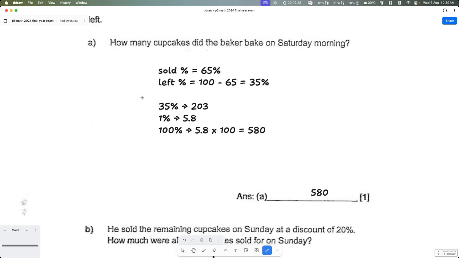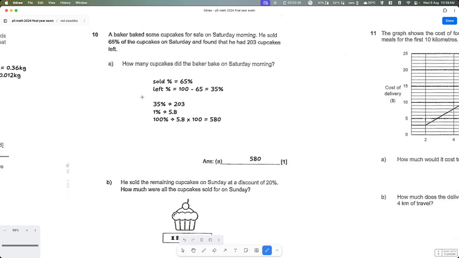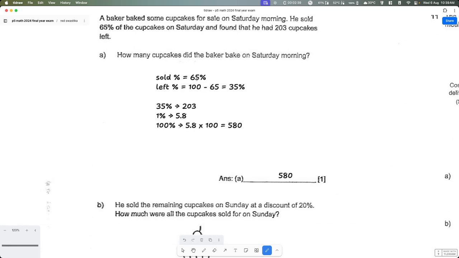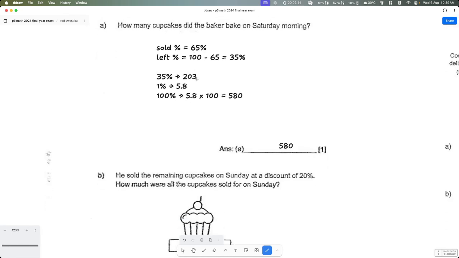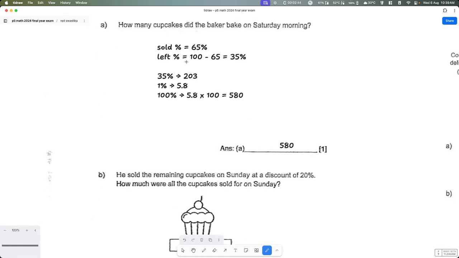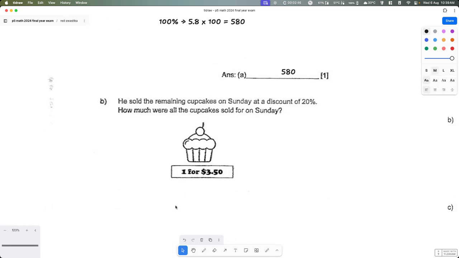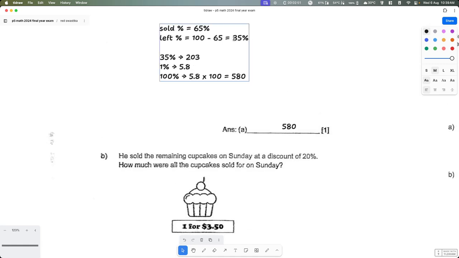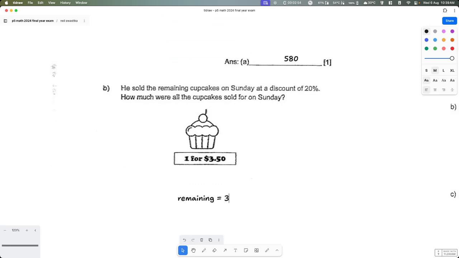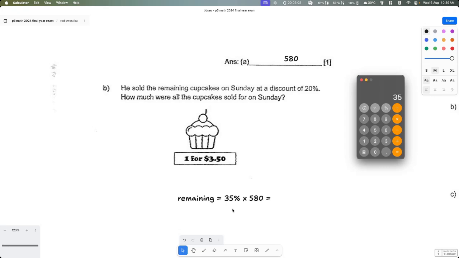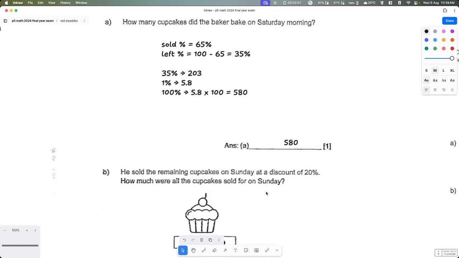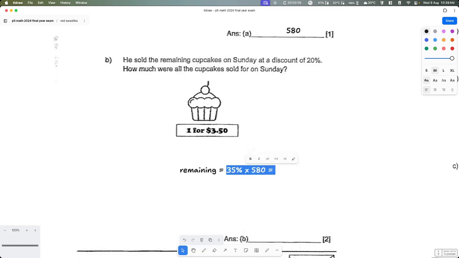So from here we know that he baked 580 and sold 65%, right? That means what are we left with? Let's calculate what our remaining is equal to. It's currently 35%, and then we multiply by 580. So 35% times 580 will give us 203.